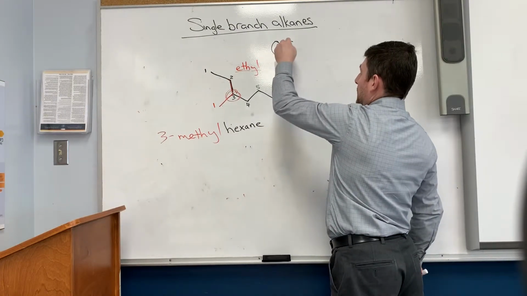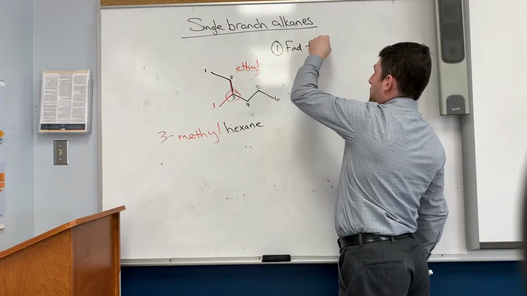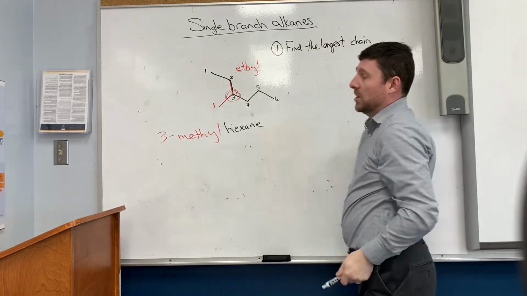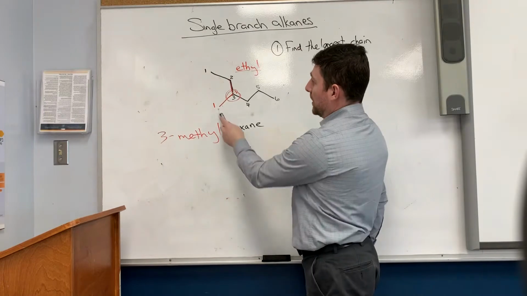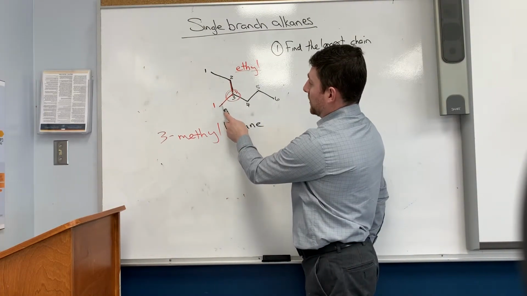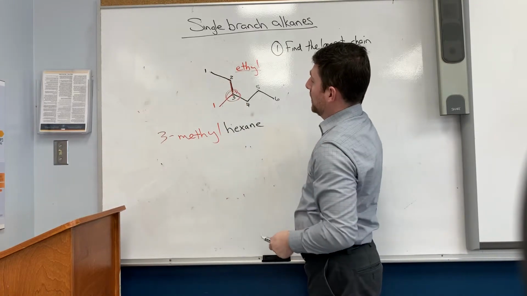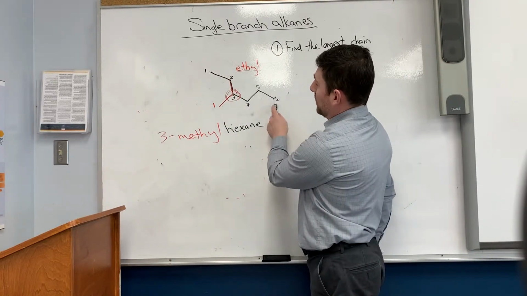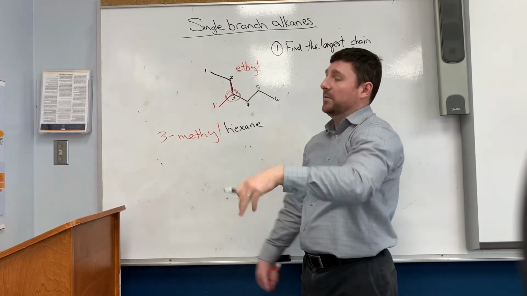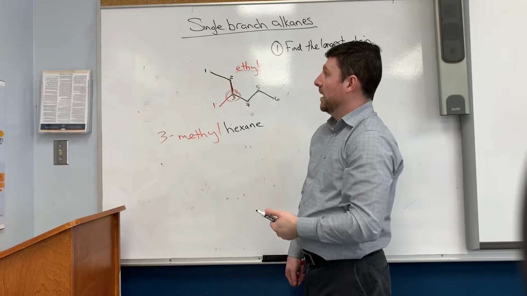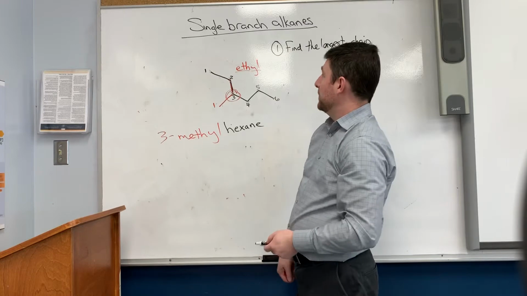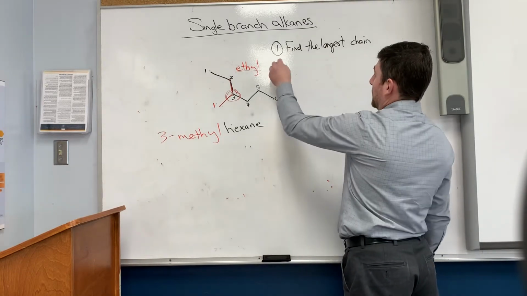Step 1, find the longest chain. You may have to exhaust different options. So if you go here, you can go 1, 2, 3, 4, 5. Okay, that's fine. Try this direction, 1, 2, 3, 4. Start from a different end, maybe 1, 2, 3, 4, 5, 6. We've now gotten to the longest chain, 6. So you may have to check some different paths in order to find the longest chain first.